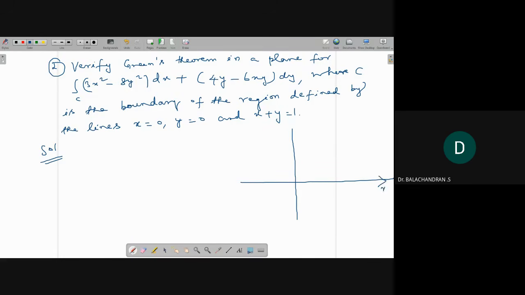So first step, you should draw the region. So you know that this is y equal to 0, this is x is equal to 0, and x plus y equal to 1. How is the line x plus y equal to 1 drawn? How to draw it?